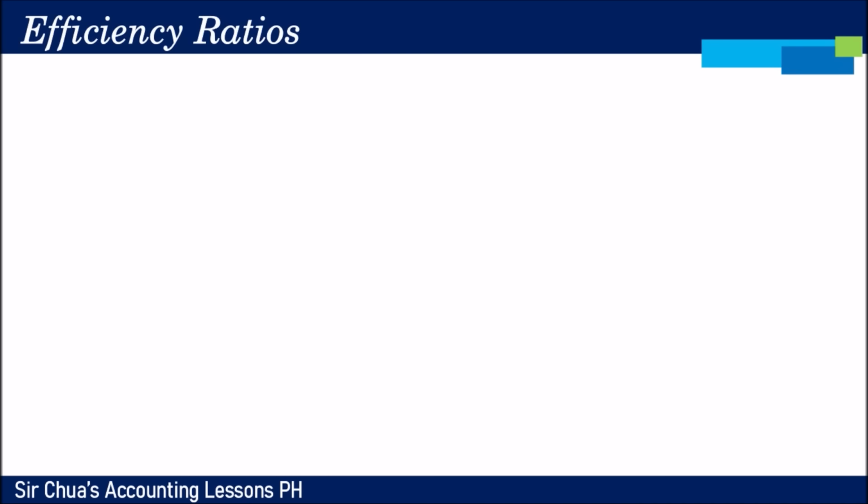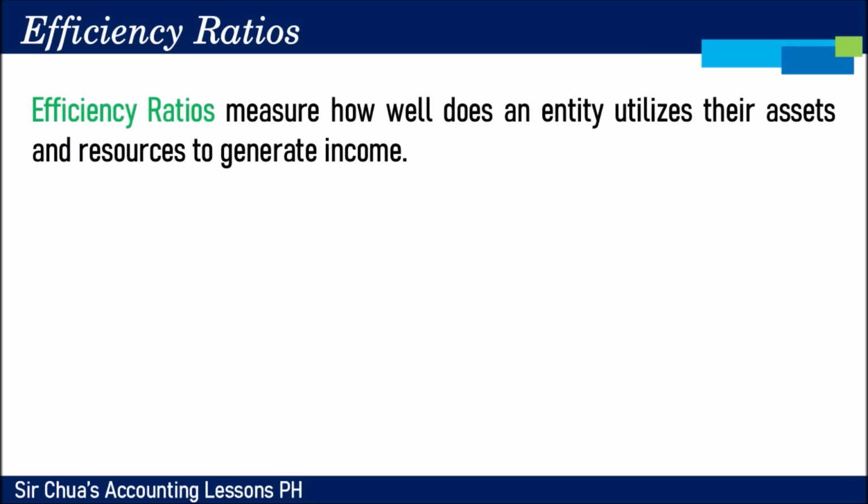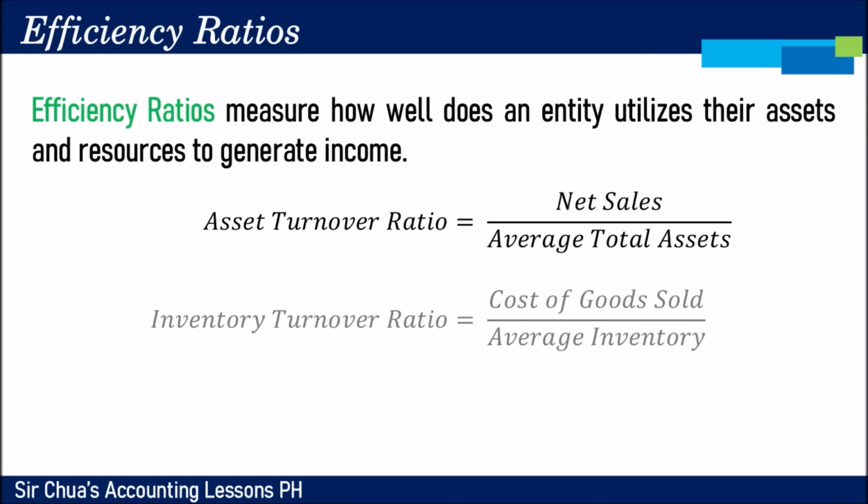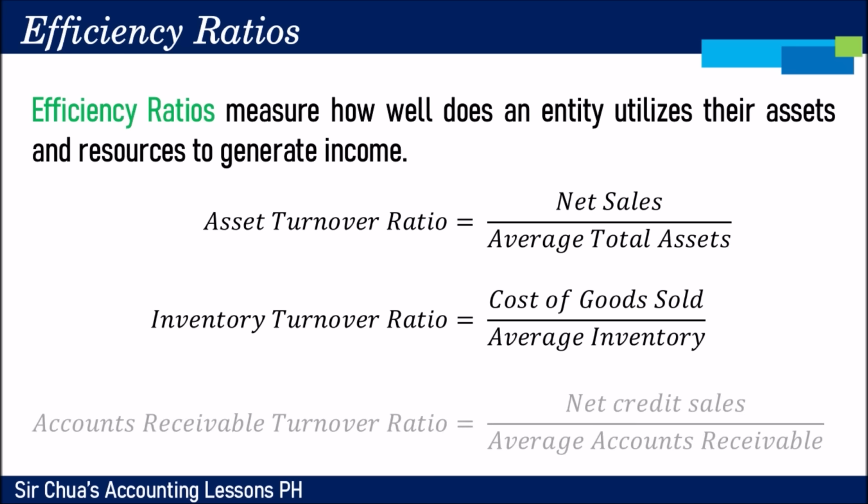Okay? So, those are our ratios, and we proceed to efficiency ratios. Efficiency ratios measures how well does an entity utilizes their assets and resources to generate income. So we have 3 efficiency ratios. We have the asset turnover ratio, the inventory turnover ratio, and the accounts receivable turnover ratio. Turnover, pag-ikot. Okay?